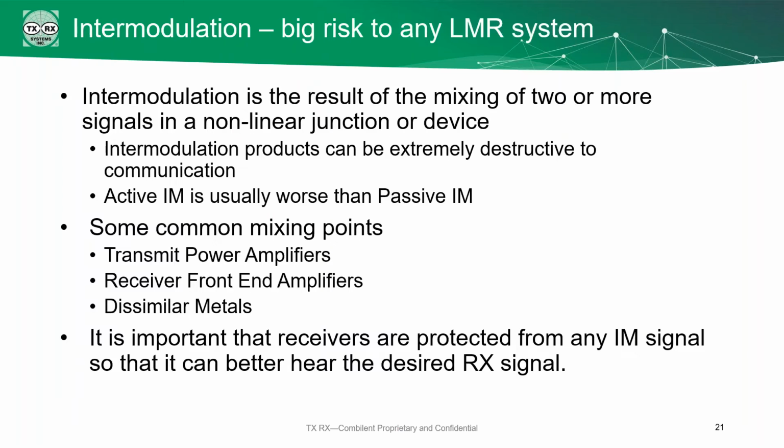Now, intermodulation. This is something we mentioned before, and I said I would get back to it. Intermodulation is the result of mixing 2 or more signals in a nonlinear junction. Well, what does that mean? That means that you can mix them in an amplifier, in the receiver front end, in any place where you have dissimilar metals. This can be a connector, this can be a rusty bolt on your tower. Whatever the source of the intermodulation is, though, it's important that your receivers are protected from any intermodulation signal. This way you can still hear your receive frequencies without having them stepped on by any sort of other transmit or other carrier in the area.